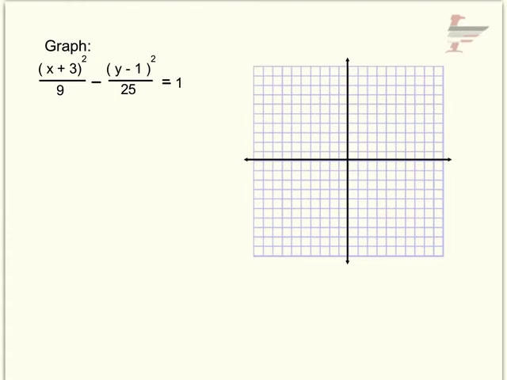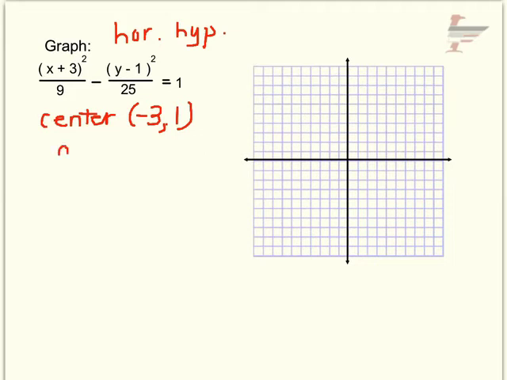So graph it. All right, we know our center is h, k, and x comes first, so it's going to be -3, 1. And x comes first, so I know this is going to be a horizontal hyperbola. I know it's a hyperbola because it's subtraction. Both x and y are squared, and it equals 1. So I also know that a squared is 9, so a is going to be 3. b squared is 25, so b will be 5.